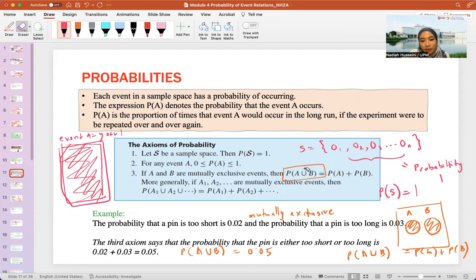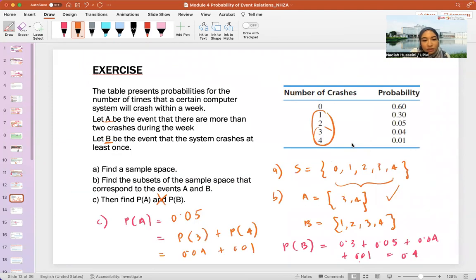Okay, probability of A union with B. In this case, it is our 3 crashes with 4 crashes, equal to the summation of the probabilities. Okay, this is exactly for mutually exclusive events. You can add them up together. If your question asks what is the probability of event A occurring and event B occurring, so it's the union. Okay, so any questions about that one? Was that confusing? So my answer is correct? Yes, correct.